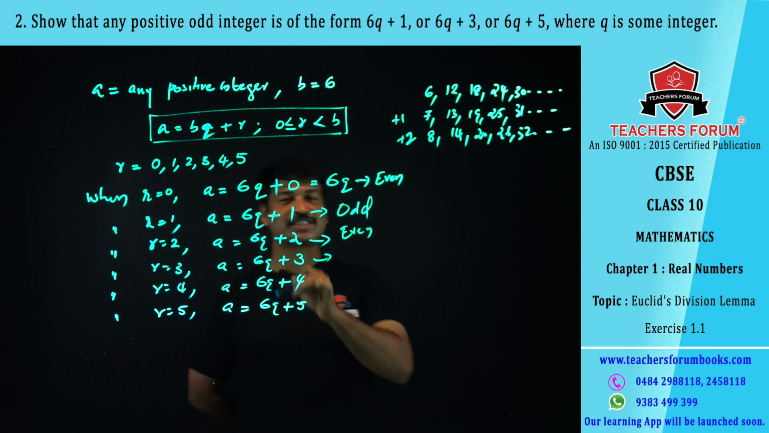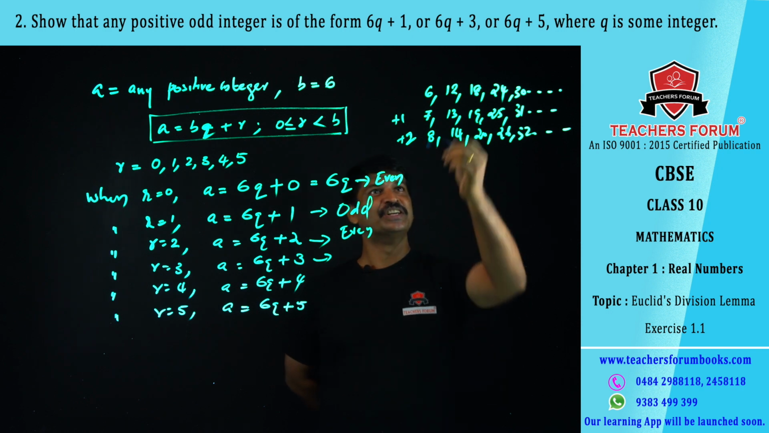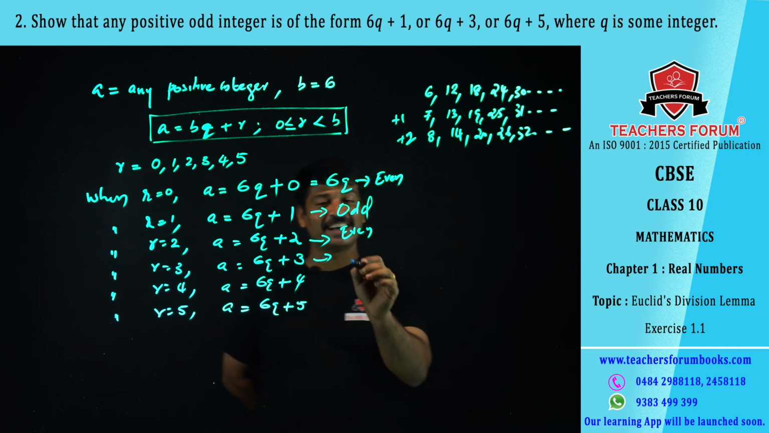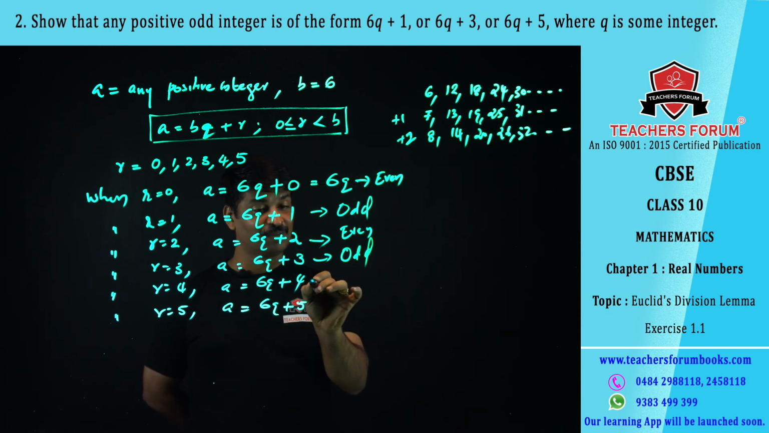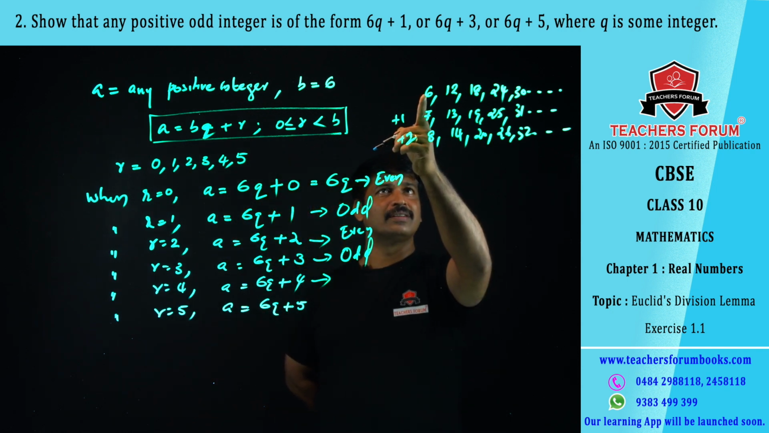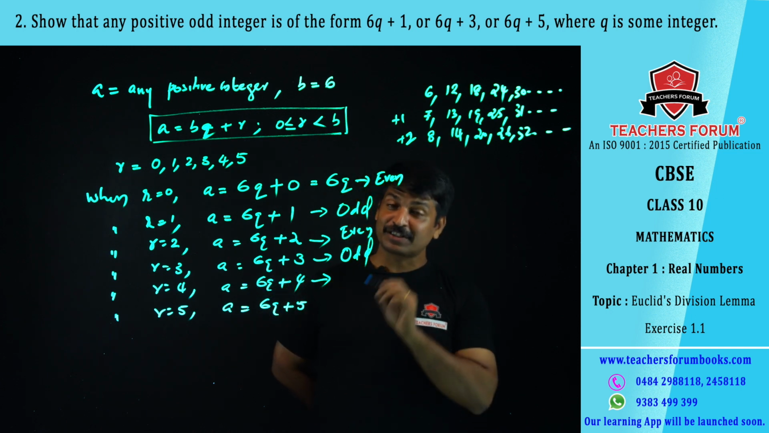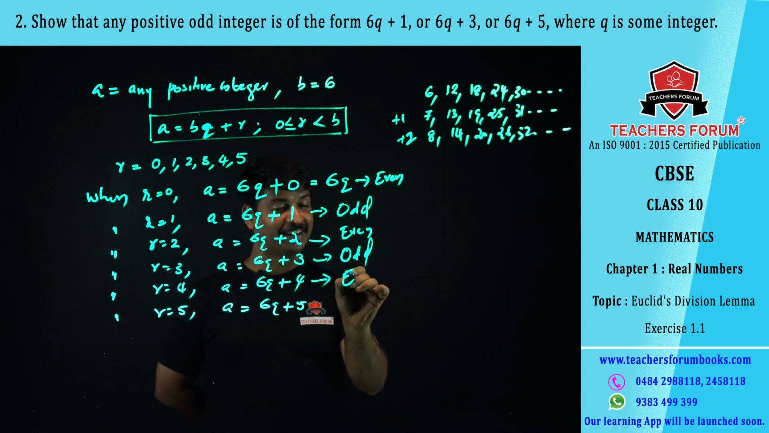Similarly, what will be 6q plus 3? Just add plus 3 here. 6 plus 3, 9. 12 plus 3, 15. All these are odd numbers. What will be 6q plus 4? You just add 4. 6 plus 4, 10. 12 plus 4, 16. So, 6q plus 4 will be even.